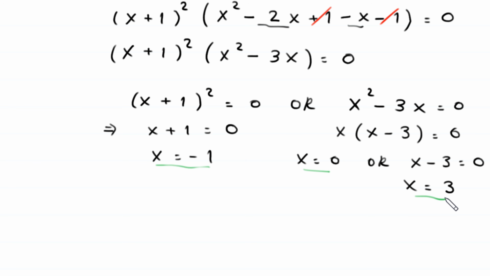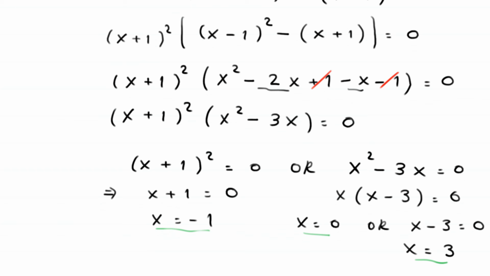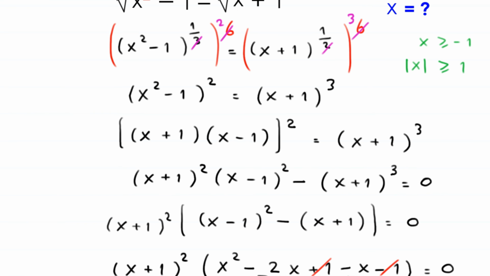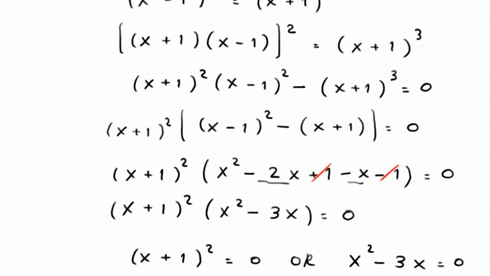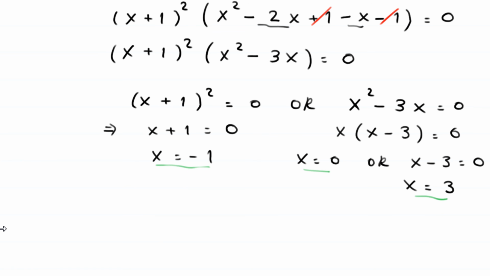Now to check the validity of these solutions, we use the domain of the equation. The domain of the equation is, we have two conditions: x must be greater than or equal to negative 1, and absolute value of x must be greater than or equal to 1.